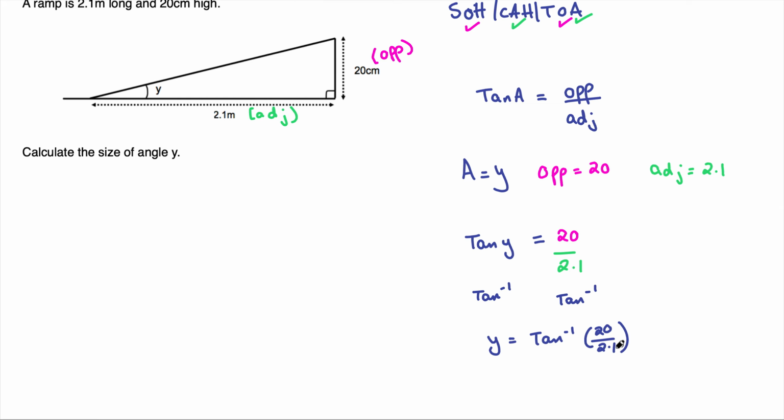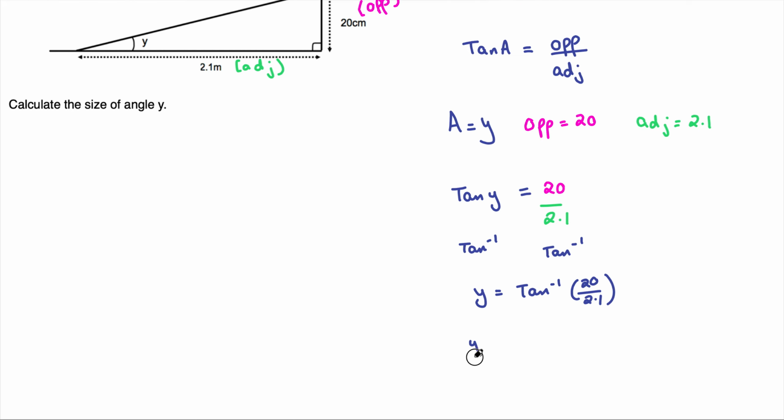And then we're going to have that Y is equal to, so I get my calculator, I press shift and tan to get tan inverse. I press my fraction button then, and I'm going to put 20 all over 2.1. And when I do that, then I get 84.0 to the nearest 2 decimal places. If I do the 2 decimal places, I get 0.1.